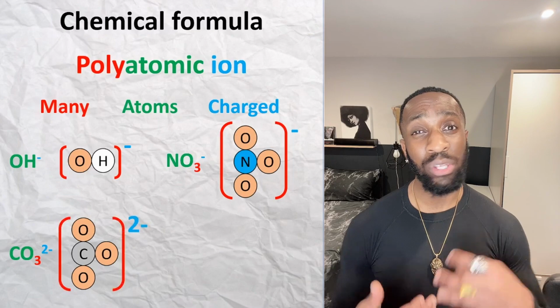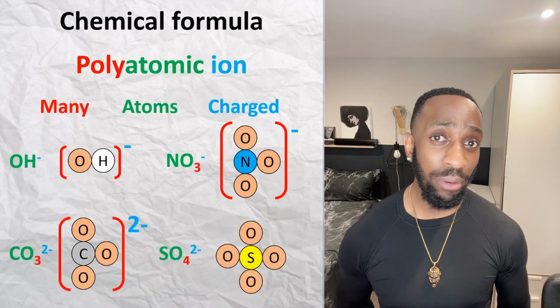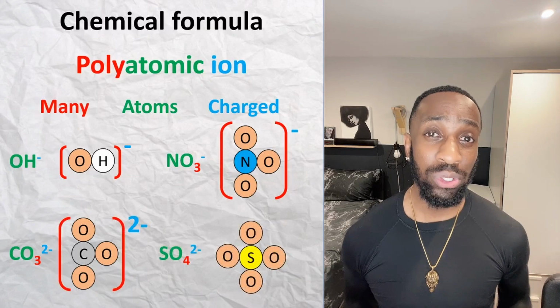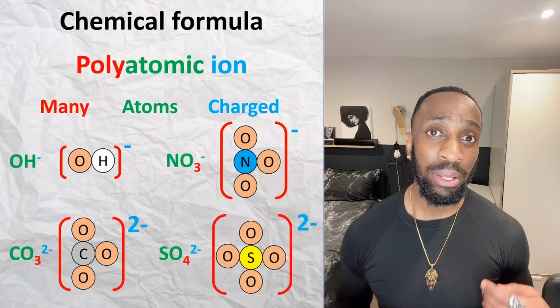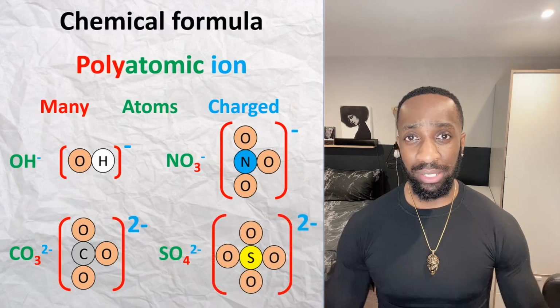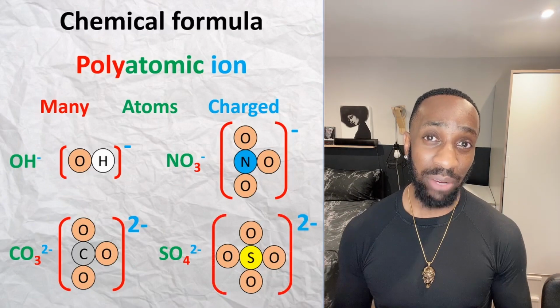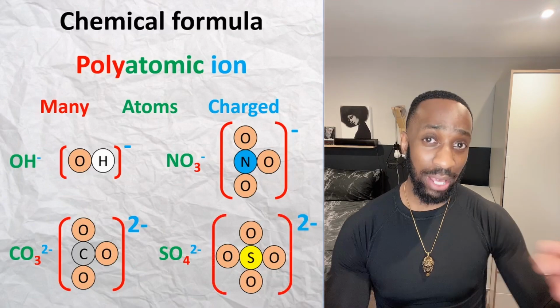And the last one is sulfate ions, which have 1 sulfur atom and 4 oxygen atoms bonded together, and they also have a charge of 2-. The purpose of this slide here is just so you can visualize what the charges actually mean. What do these polyatomic ions look like in space?